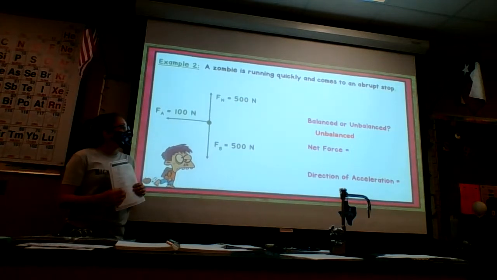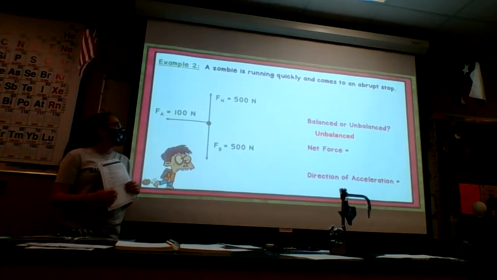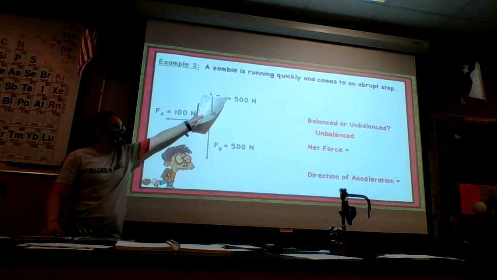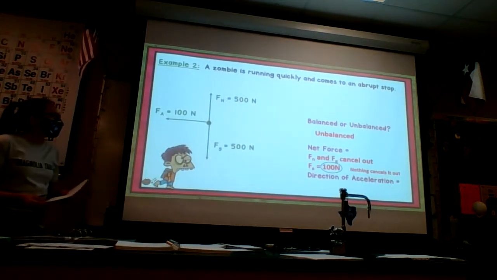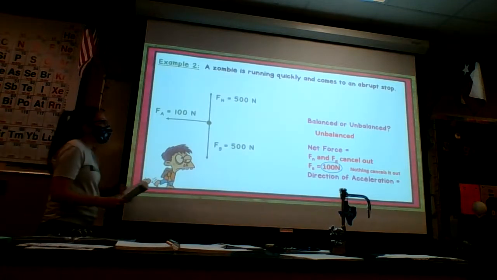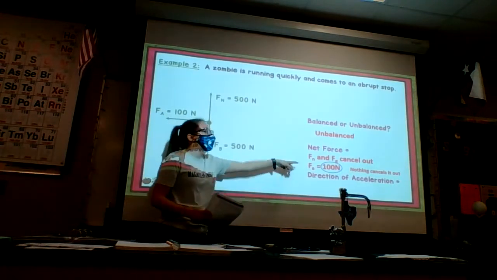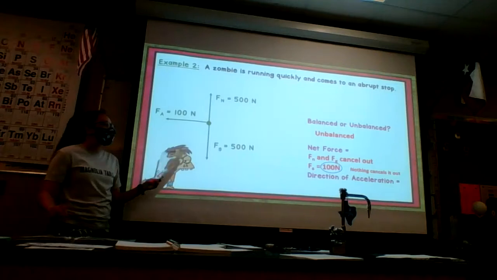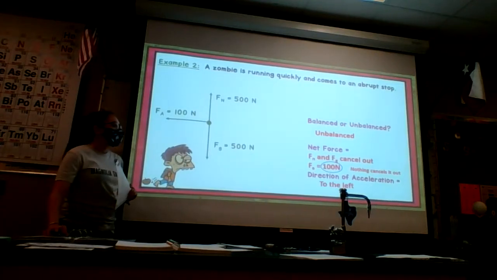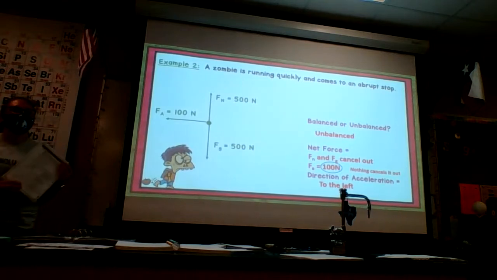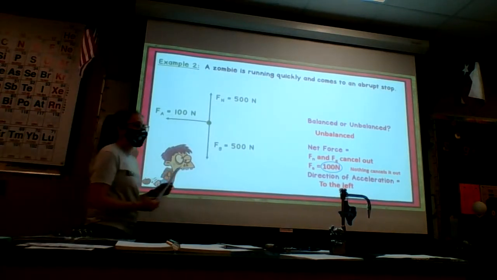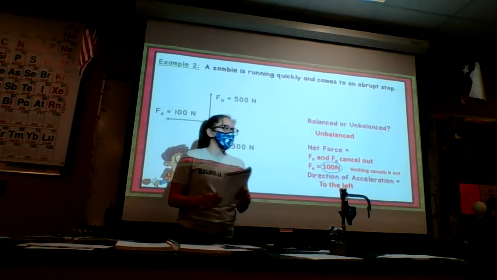What would you say is the net force? 100. 500 minus 500, they cancel out. All you're left with is 100 of applied force because nothing cancels it out. So our net force is 100 newtons. Which direction is this moving? To the left. Okay, so net force isn't all that bad, right? This is easy math compared to what we've been doing in Unit 7.